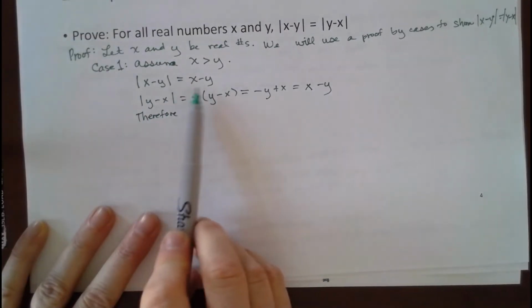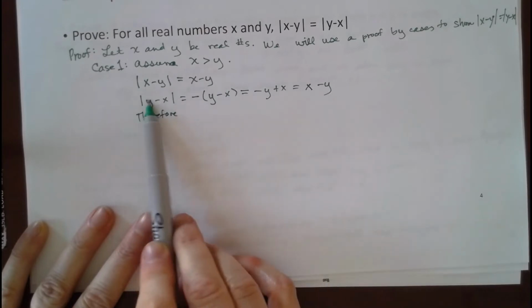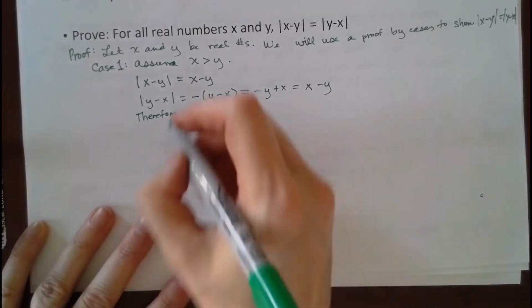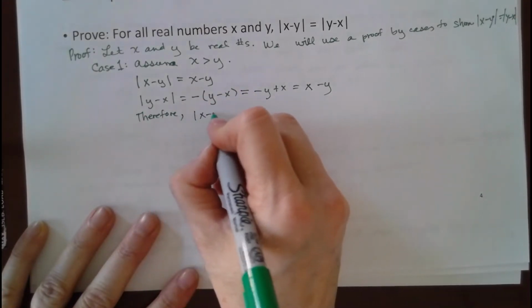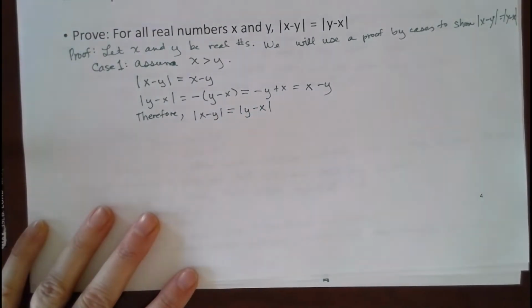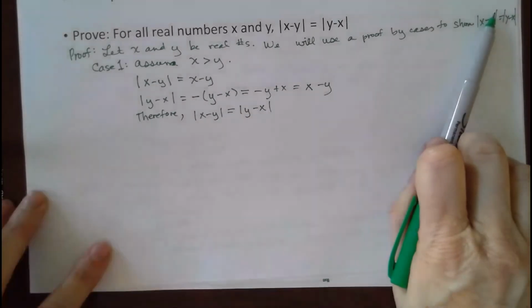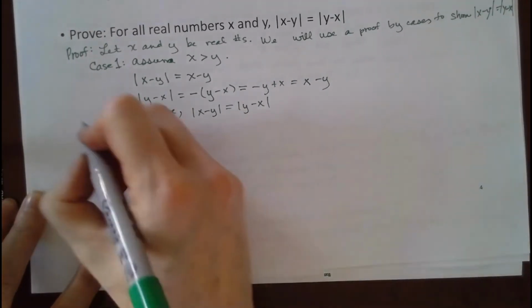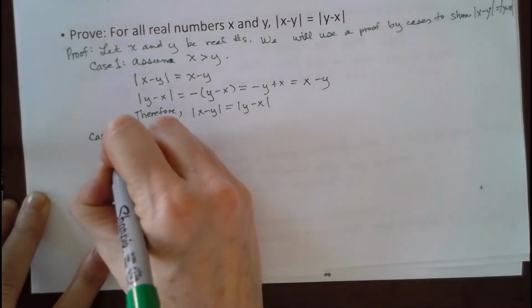Therefore, we see that this is equal to x minus y, and this is also equal to x minus y. So I can just say, therefore, the absolute value of x minus y equals the absolute value of y minus x. That's what I was trying to prove. So I'm done with that case. Now I have to go on to the next case.